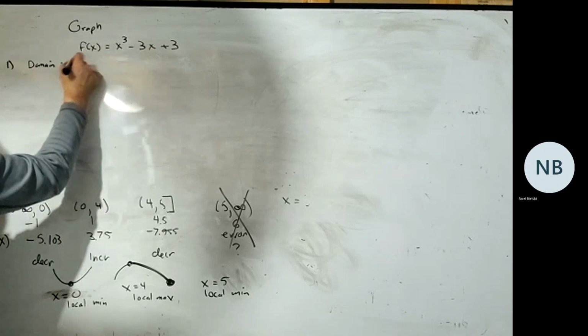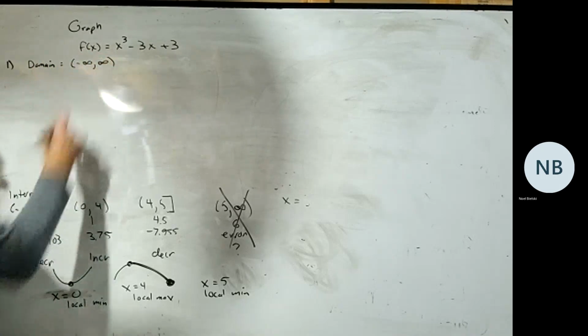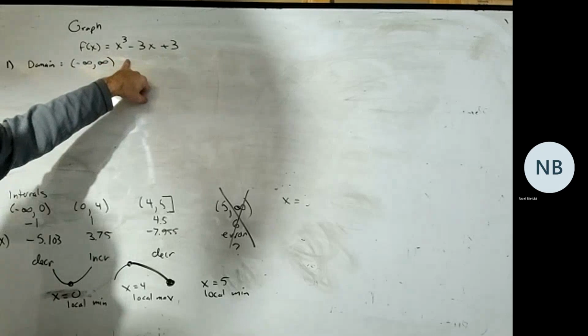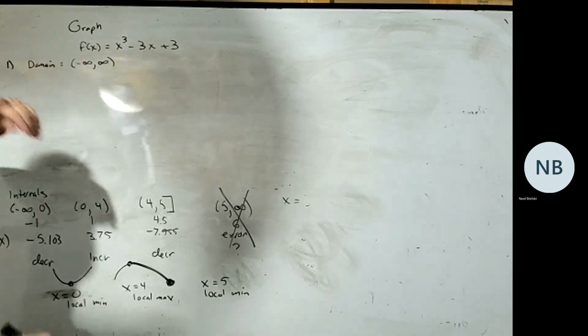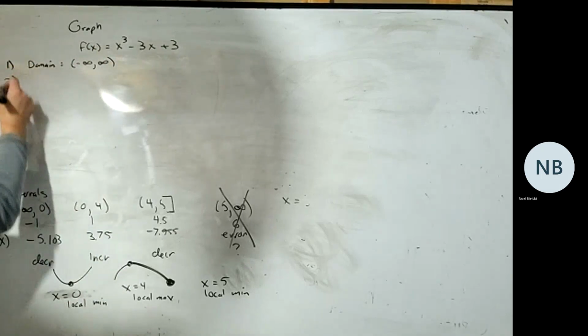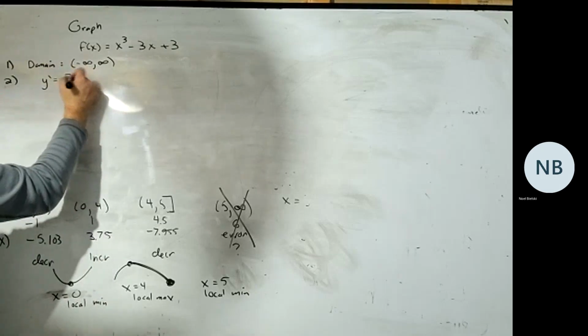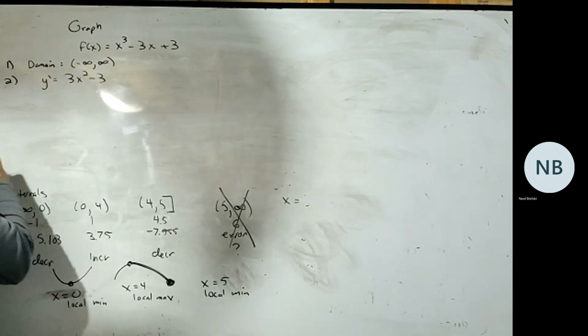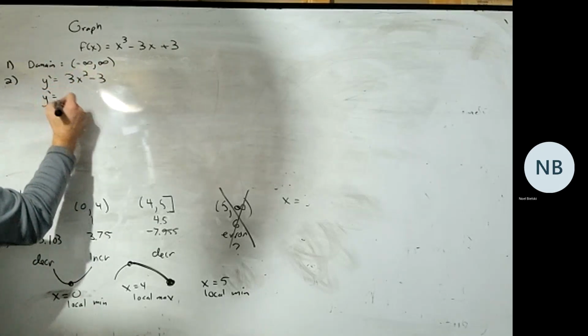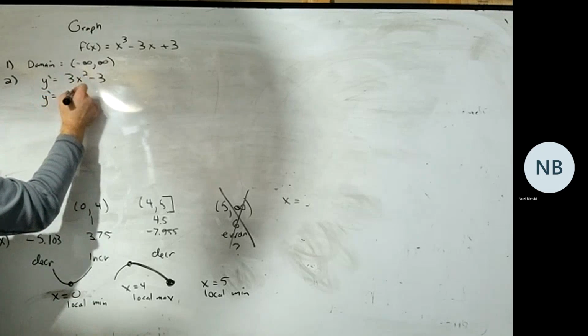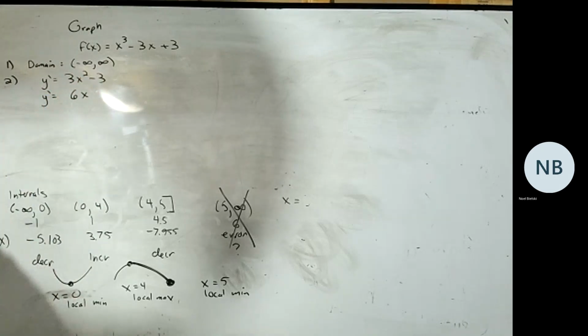Well, since this is a polynomial, the domain is going to be minus infinity to infinity. There's no division, there's no radicals, so the domain is all numbers. Two would ask you to find y prime and y double prime. Well, the derivative is going to be 3x squared minus 3, and the second derivative, the derivative of this, is going to be 6x.